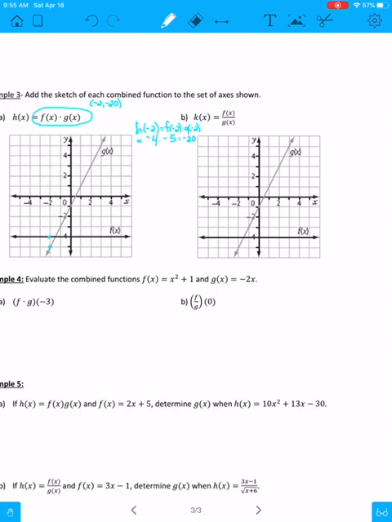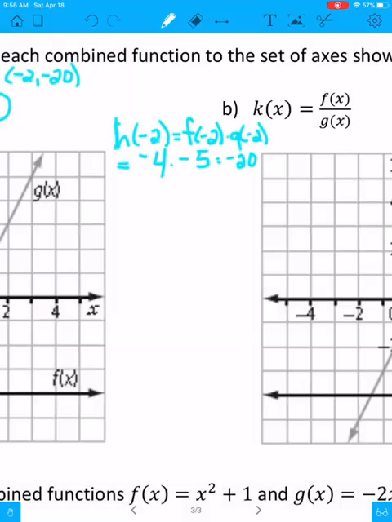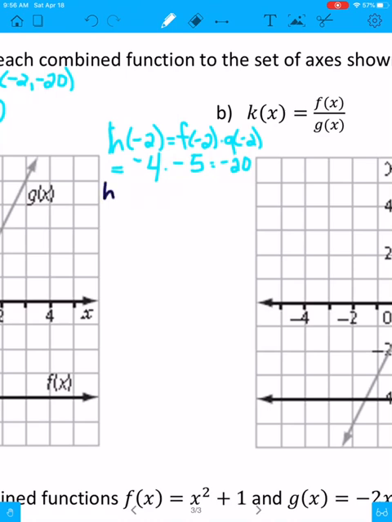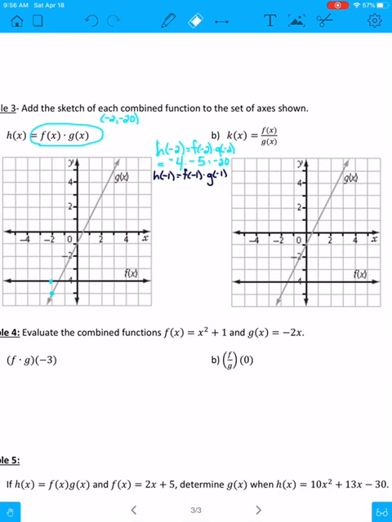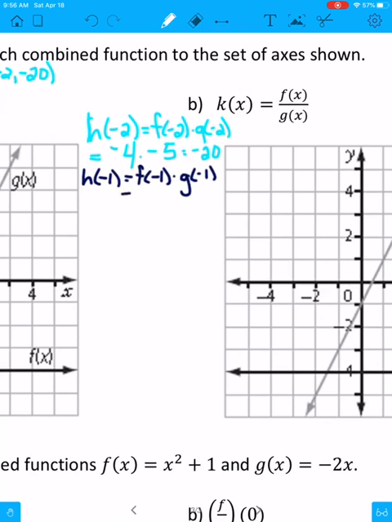So now I'm going to try negative 1. h of negative 1 equals f of negative 1 times g of negative 1. f of negative 1 is negative 4, g of negative 1 is negative 3. So I get negative 4 times negative 3, which is negative 12, which is a great point again, negative 1 and negative 12. However, I won't be able to sketch it because it's off the graph.